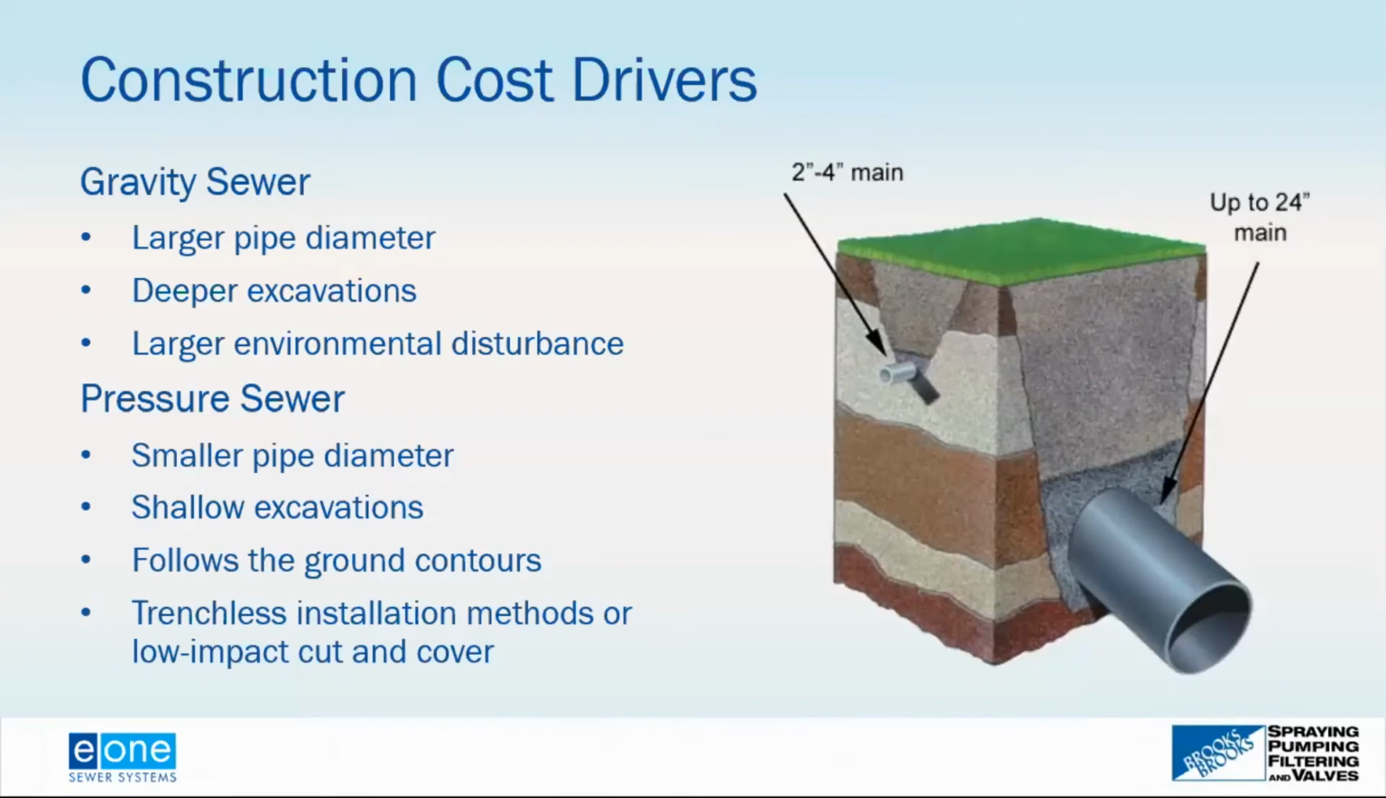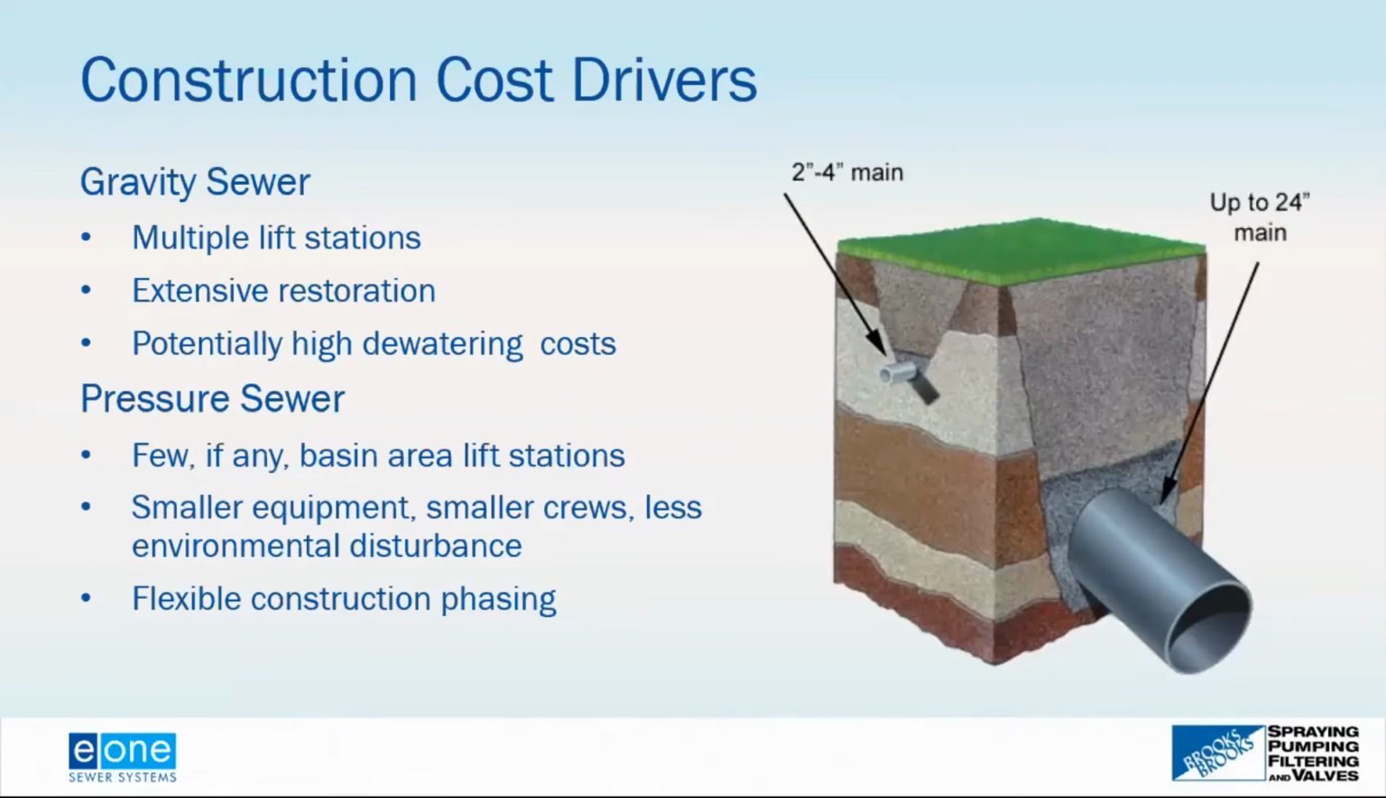Gravity sewer, you have large pipe diameters, deep excavations, large environmental disturbance. With a pressure sewer system, you have a much smaller pipe diameter, which leads to a shallow excavation. You can follow the contours of the land. You don't have to maintain that constant downward slope. And as I mentioned, I don't know how many times up to this point, you can use trenchless installation methods, horizontal directional drilling, or low impact cut and cover.